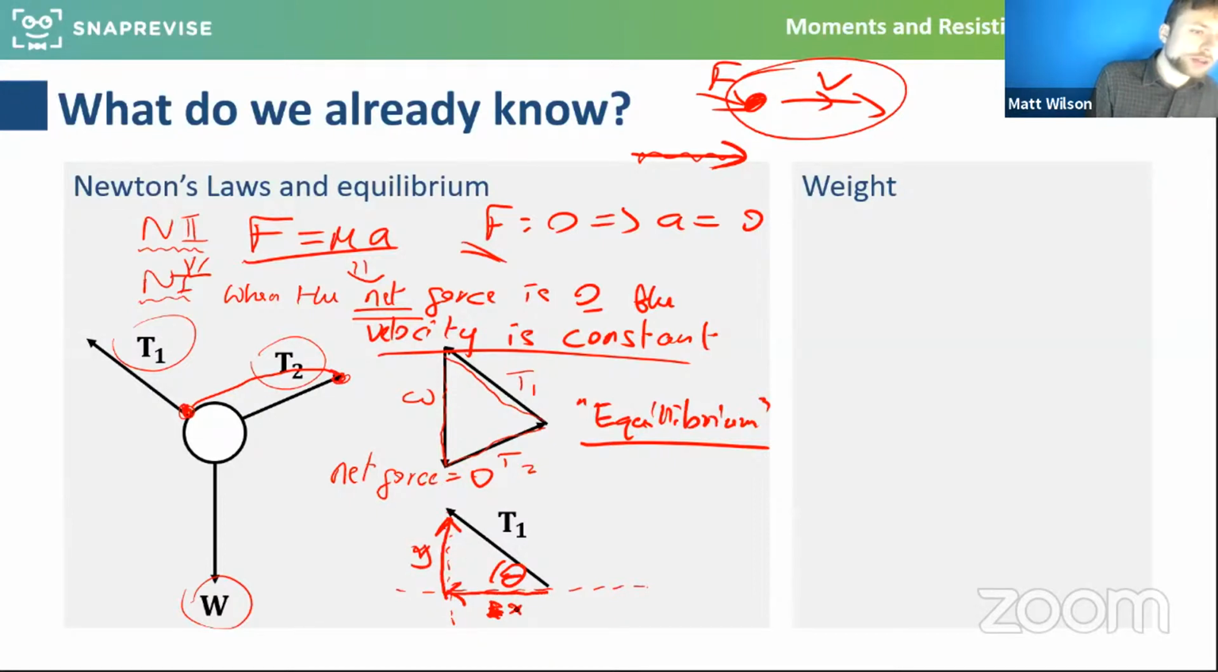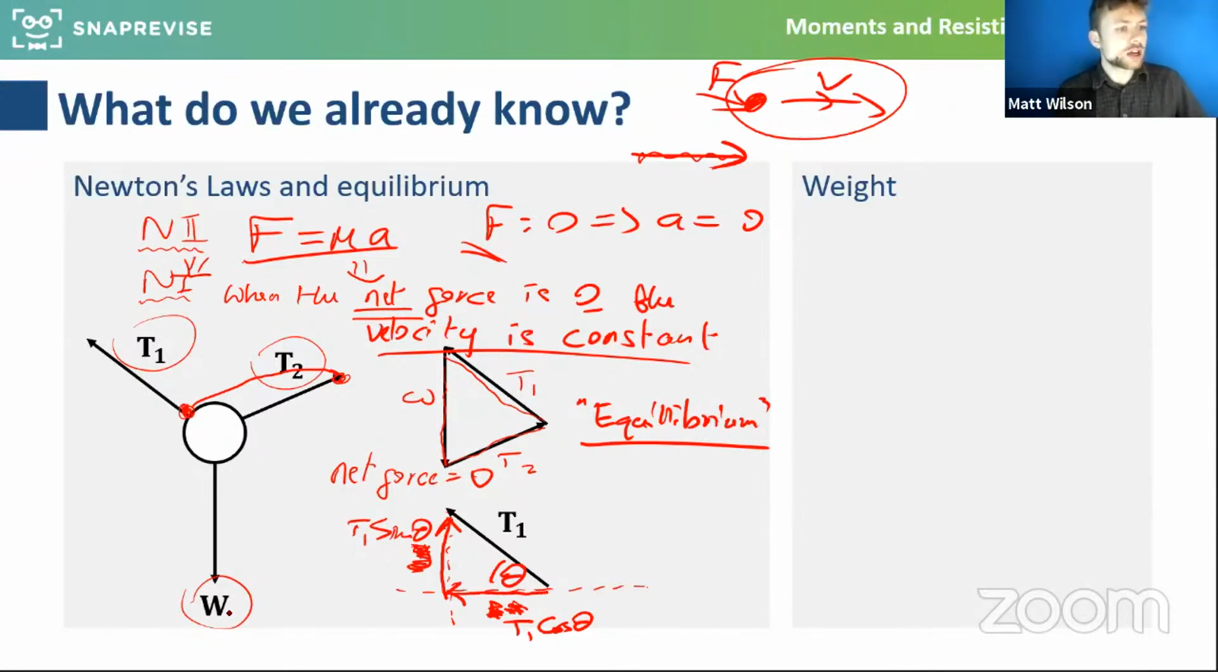So how can I find the size of the X part, the horizontal part? Well, I can do that by taking T1 and multiplying by cosine of this angle theta. Similarly, for this vertical one, I can take T1 and multiply it by sine of this angle theta. So that's how we split them into parts. Okay, so that's general stuff about forces.